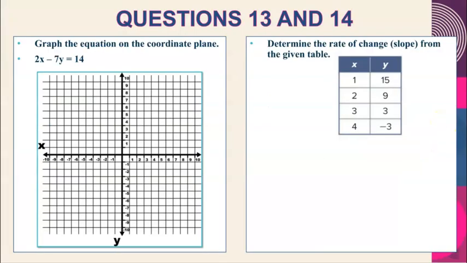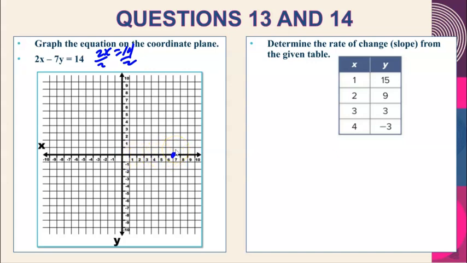Question 13. Graph the equation on a coordinate plane. Now for here, I have it in standard form. And if it's in standard form, you can easily graph with the intercepts. So if I did 2x equaling 14, I can now find what the x-intercept is by dividing by 2. The x-intercept is when y is 0. When y is 0, x is going to equal a positive 7. So I'm going to put a point at 7 on the x-axis.